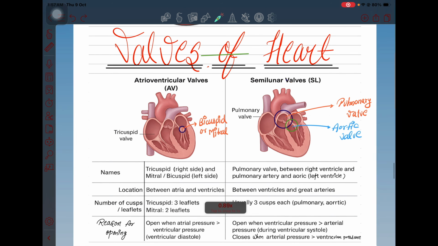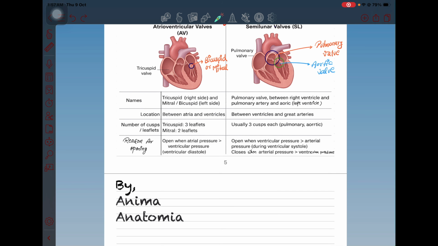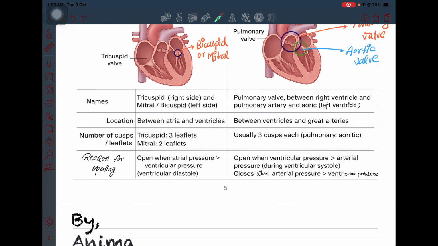The last topic is the valves of the heart. There are two types of valves of the heart: atrioventricular valves and semilunar valves. First, we'll look at the atrioventricular valves. Atrioventricular valves are the tricuspid valve and the mitral valve. Tricuspid is located on the right side, whereas the bicuspid is located on the left side. Their location is between the atria and ventricles. Number of cusps or leaflets: tricuspid consists of 3 as its name suggests, and the mitral consists of 2.